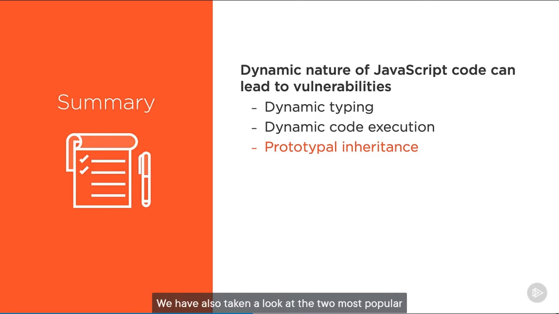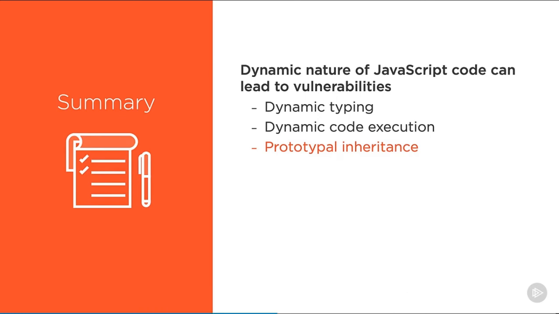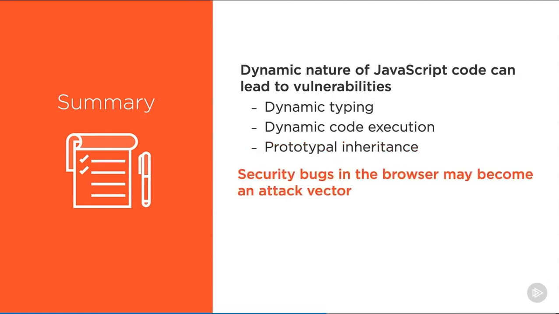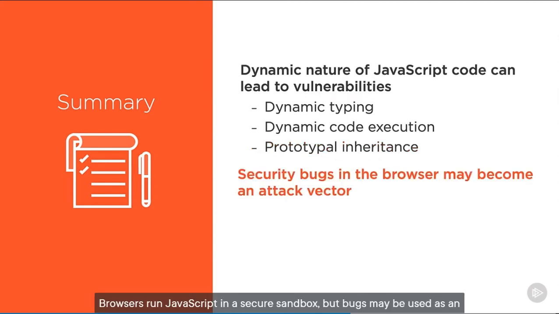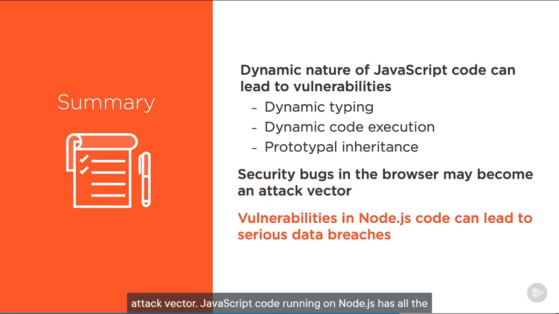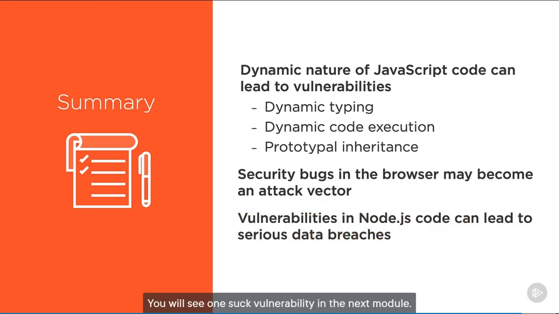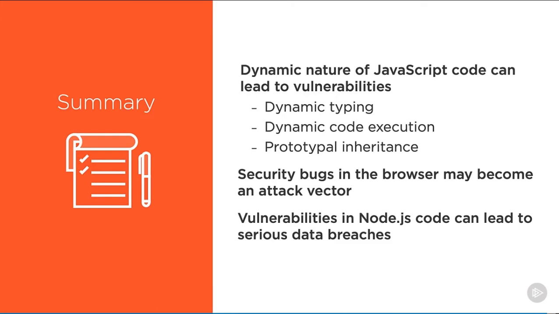We have also taken a look at two most popular environments for running JavaScript code, and we have seen how different they are from a security perspective. Browsers run JavaScript in a secure sandbox, but bugs may be used as an attack vector. JavaScript code running on Node.js has all the privileges of the operating system account it runs under, and the bugs may lead to a full server compromise. You will see one such vulnerability in the next module.